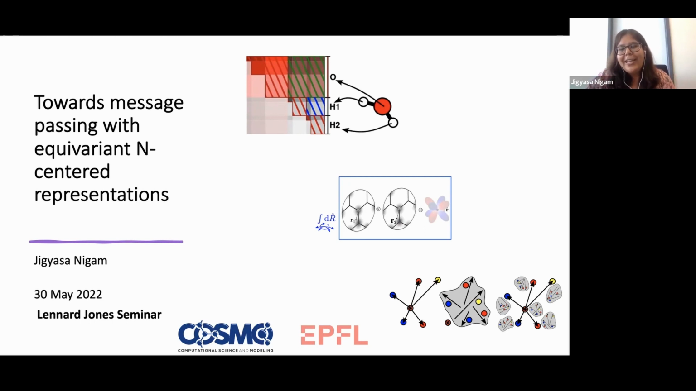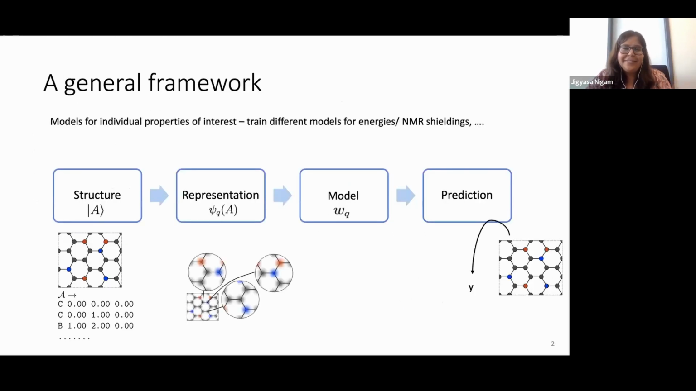So before I jump into these N-centered or message passing based representations, I'd like to talk a bit about a ML primer of how things are done, so you can better appreciate how all these representations and symmetries find their way in the realm of atomistic ML. So, a slide that you might have seen very many times before.